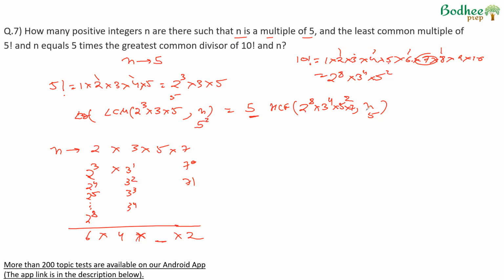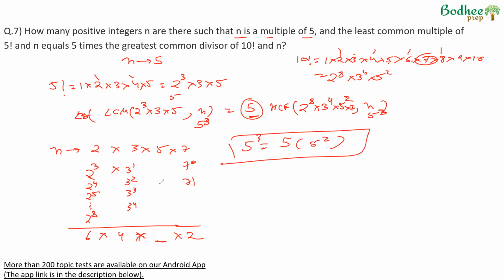If we have n as 5 square, in that case, LCM will take 5 square. HCF will also take 5 square. But 5 square will not be equal to 5 into 5 square. If we have the power of 5 as cube, on the LCM side, we'll get the higher power, which is 5 cube. This 5 is already there. In the HCF, we'll take the lower power, which is square. This is the only case when the power of 5 can be equal.